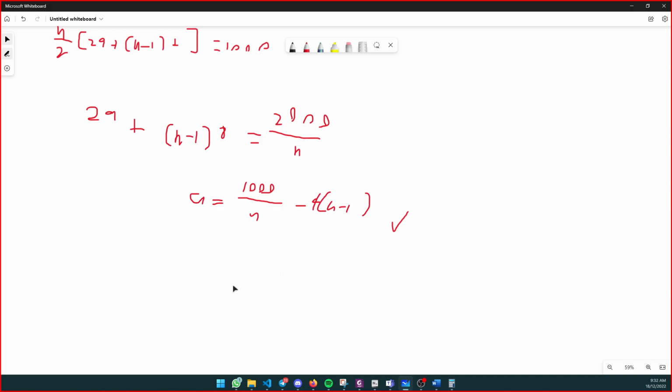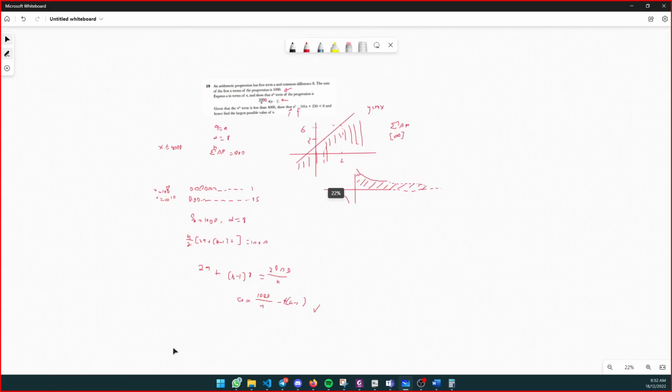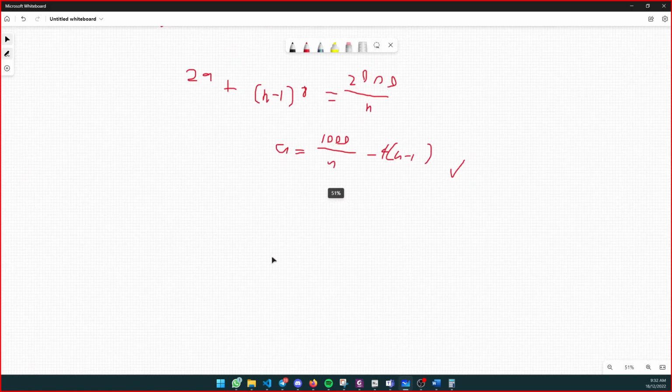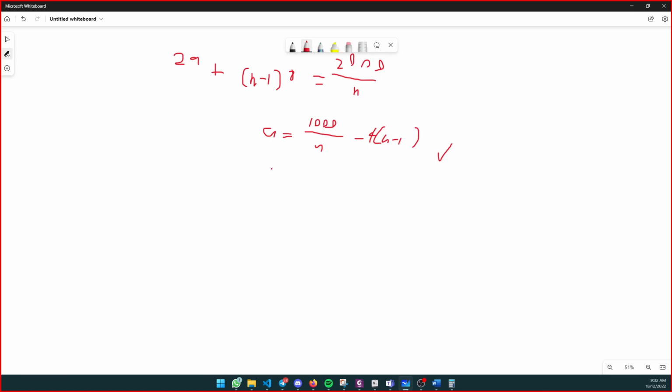So how do we translate this into the second part? Like I mentioned, there are two things we have to do. From this, we can continue further. So we know what Tn is. The nth term equals a plus (n minus 1)d. We know what a is. We know that a is this, 1000 over n minus 4(n minus 1), plus (n minus 1) d.